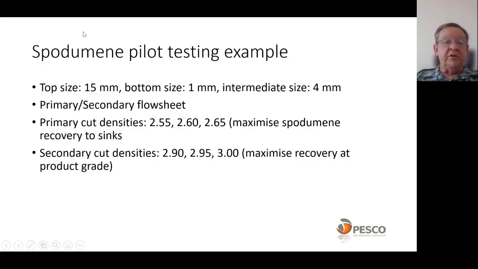Spodumene pilot testing example. So you have the top size 15 millimeter, bottom size 1, intermediate size 4. Looking at the primary secondary flow sheet, the primary cut densities being evaluated are 2.55, 2.6, and 2.65 because we're looking to maximize the spodumene recovery to sinks. And the secondary cut densities will be 2.9, 2.95, and 3 to maximize the recovery at product grade.